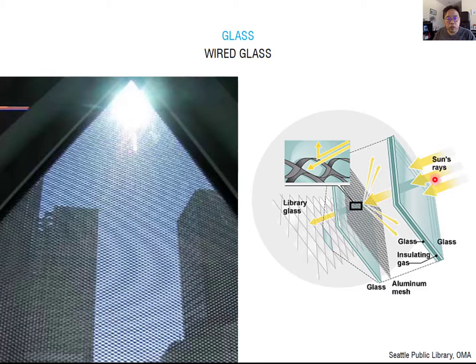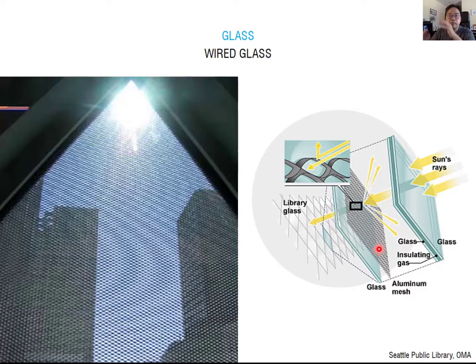This wire is located between the two glass, but interestingly, they use a double glazing system outside and one single glazing system inside, and then they add the wire and sandwich them together. So it means when you're sandwiching it, it has a triple glazing system.